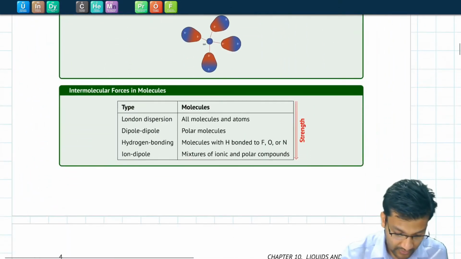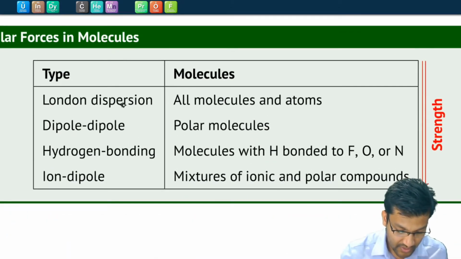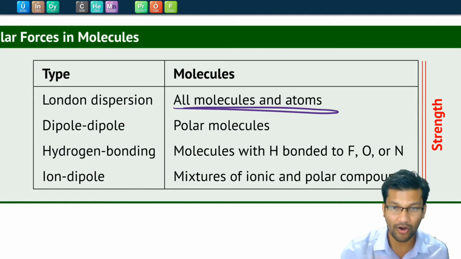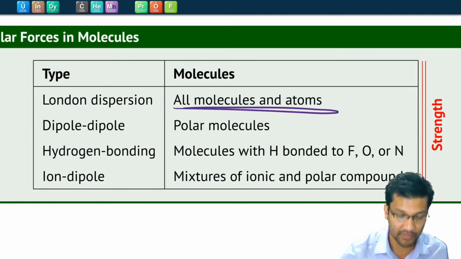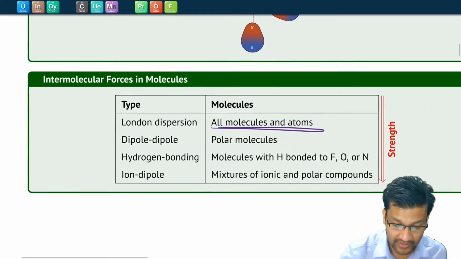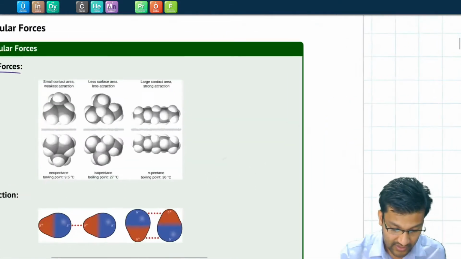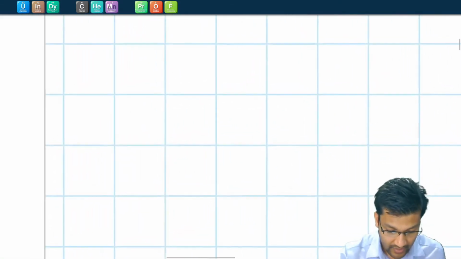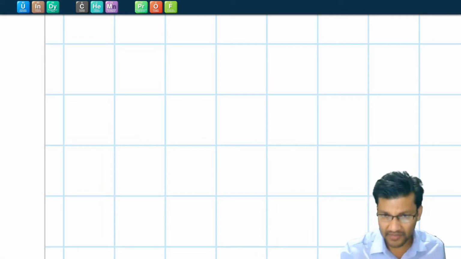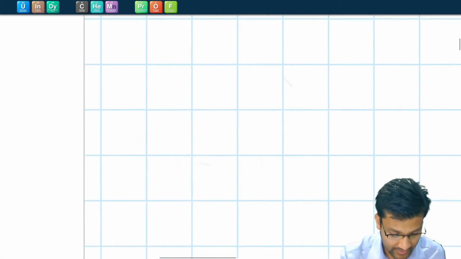Now, if we scroll all the way here, we see that London dispersion is exhibited by all molecules. Regardless of what they are, all molecules will have London dispersion forces. The amount that they have, though, and the strength of it will depend on the type of molecule. So what are London dispersion forces? Well, let's look at it. Sometimes this is called van der Waals interactions, by the way.